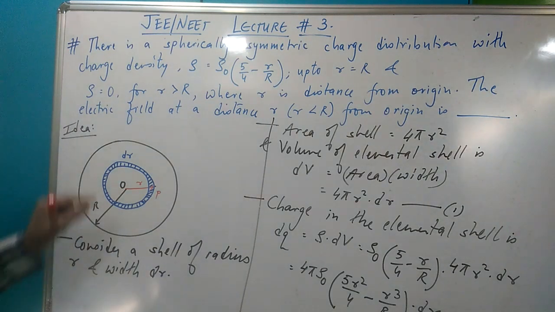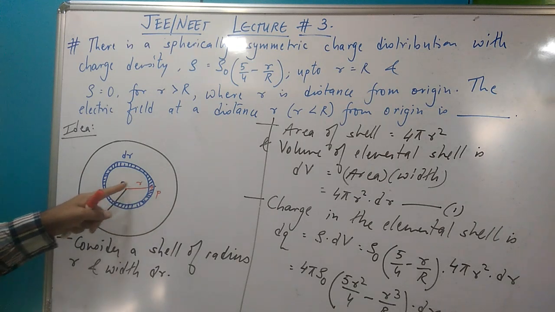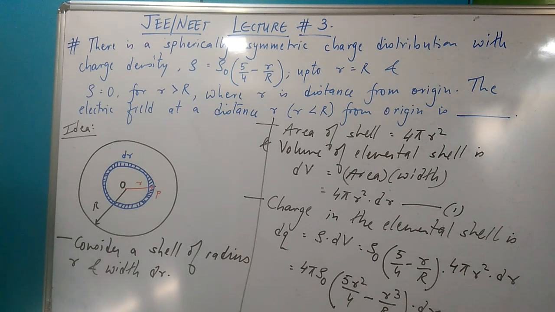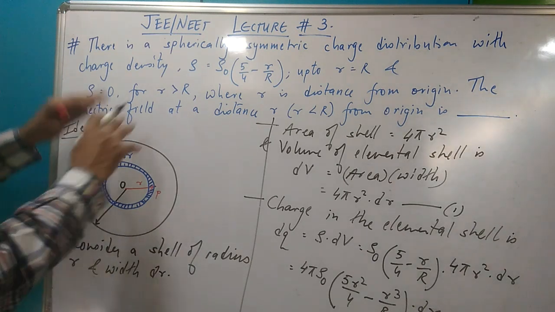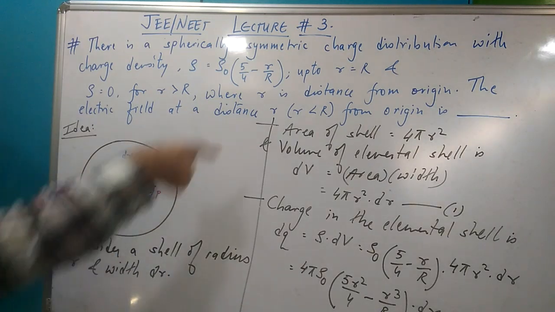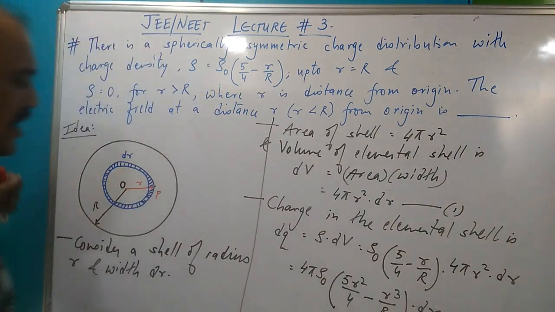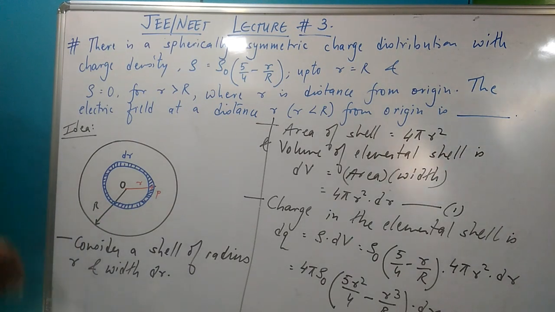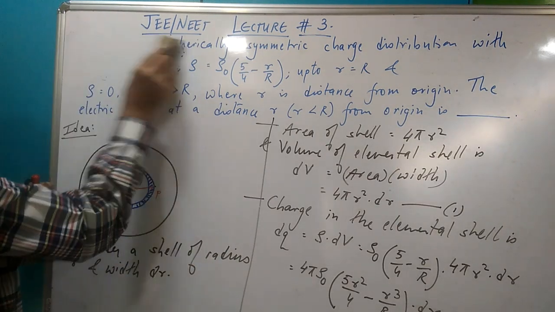And now this was just the charge enclosed in the elemental shell. This whole sphere is made up of a lot of such elemental shells. So what will be the total charge enclosed by this blue colored Gaussian surface? I think I'll take the entire thing. So, charge enclosed. I think I can take up the numerical also.